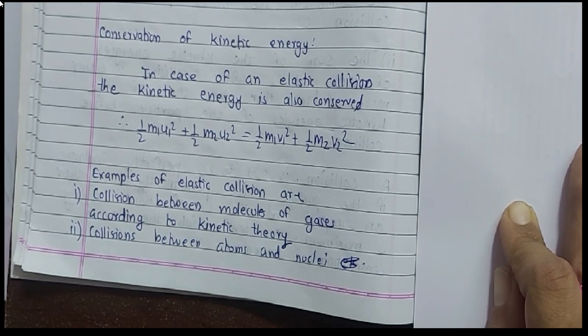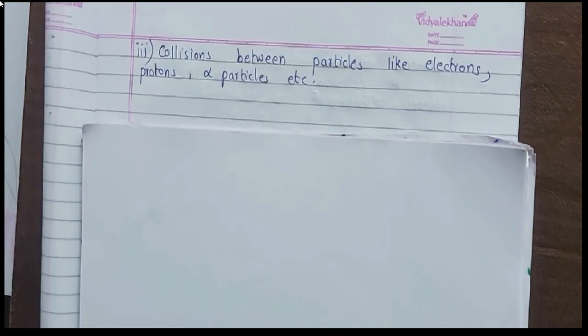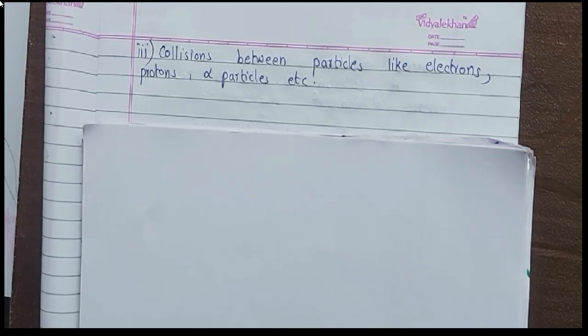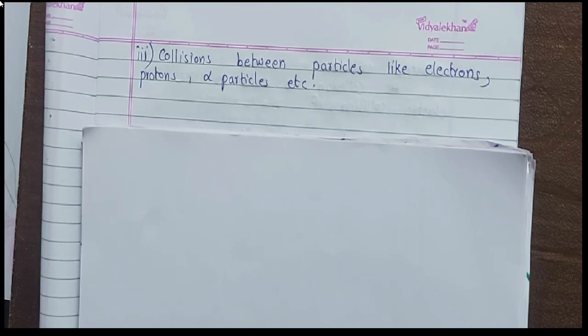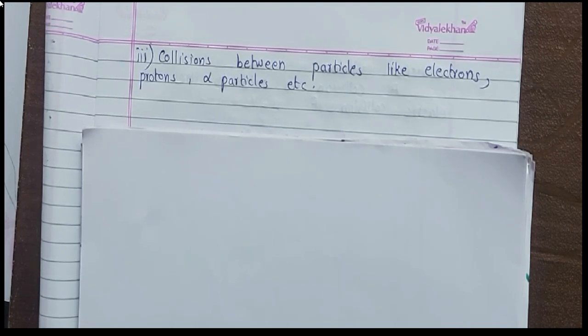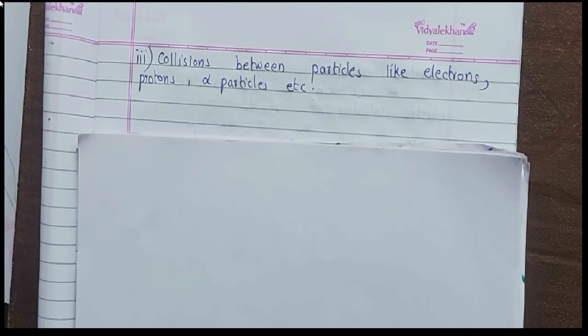Examples of elastic collisions are collisions between molecules of gases according to the kinetic theory of gases, then collisions between atoms and nuclei. Third is collision between particles like electrons, protons, alpha particles, etc. These are examples of elastic collision. And inelastic collision is whatever collision happens in our day-to-day life. The most famous examples are road accidents. These collisions come under the inelastic category.